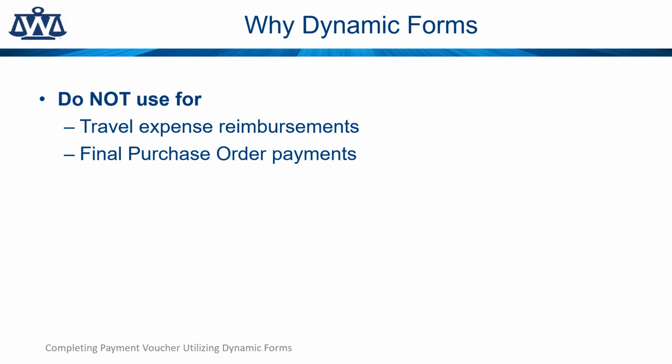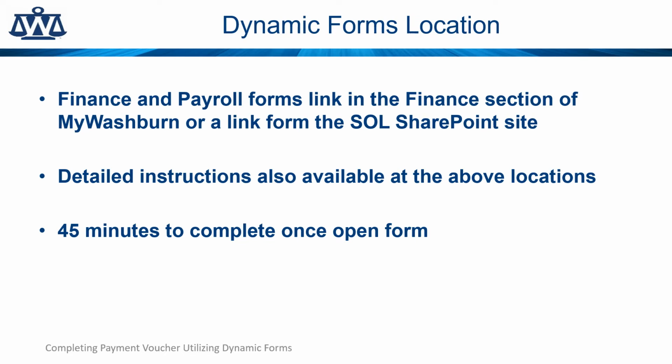You do not use dynamic forms when you are reimbursing for travel expenses or when it's a final purchase order payment. You may access dynamic forms either by going to the finance section of My Washburn or a link through the School of Law SharePoint site. There are detailed instructions also available at the above locations. Once you open a dynamic form for the payment voucher, you have 45 minutes to complete the form.